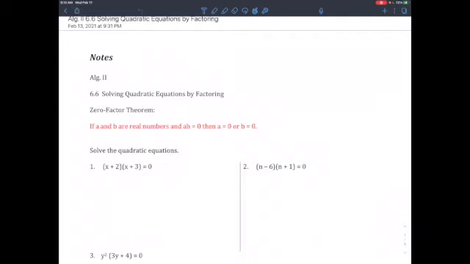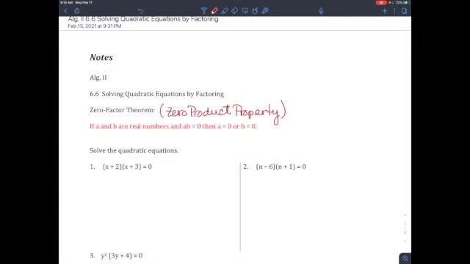Hi everyone, today's objective is solving quadratic equations by factoring. There's a whole bunch of different ways to solve quadratics. We are going to start with the first type. It's called the zero factor theorem or zero product property, and some other books will call it the zero product property.